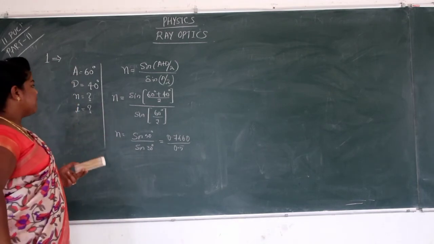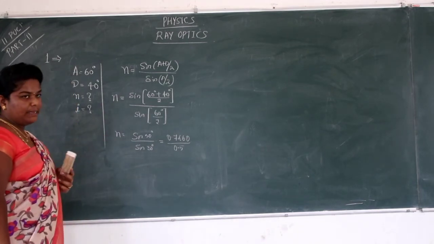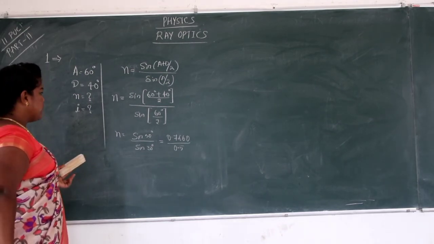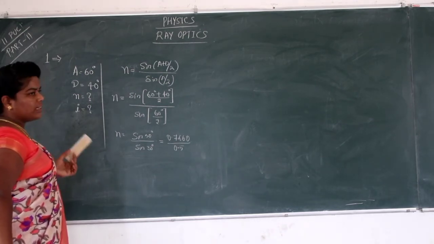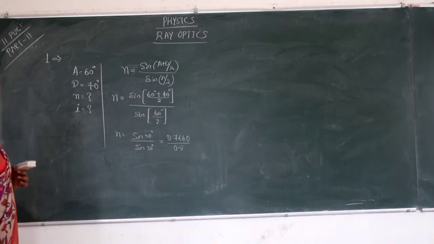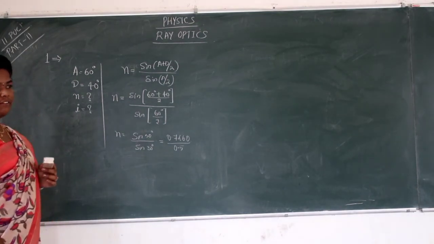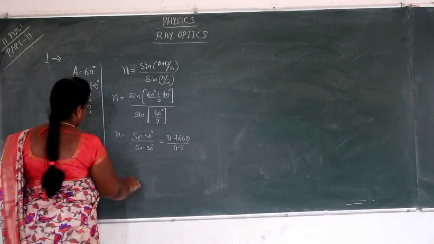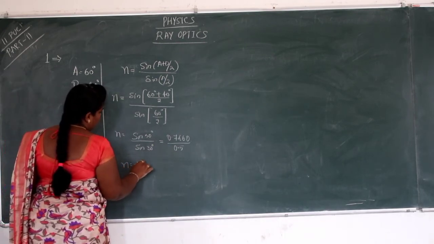Even you can calculate the value of sine 30 with the help of a log book, but there is no need to calculate because you already know that the value of sine 30 is 1 by 2. 1 by 2 can be written as 0.5. So 0.766 divided by 0.5, that is equal to 1.5.